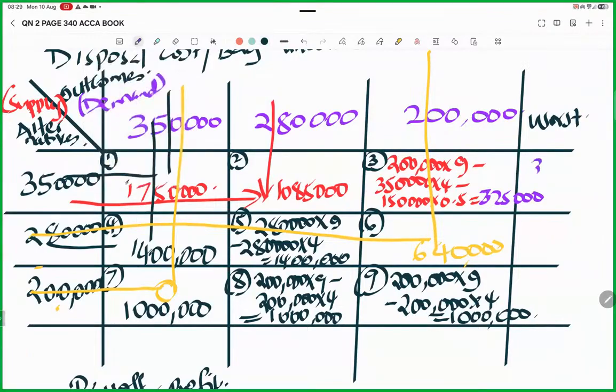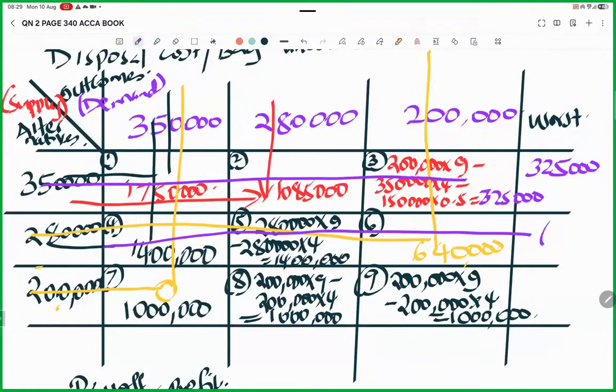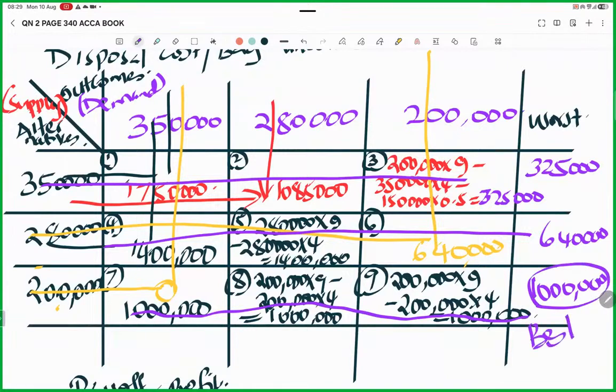So the worst here will be 300 what here, somebody? 325,000. The lowest in alternative 1. When you come here, the very lowest will be 640,000. When you come here, the very lowest will be 1 million. So you start with the worst scenarios, and then out of the worst scenarios, you pick the best. You don't want to get yourself in the worst. So the very best of the worst is this 1 million.